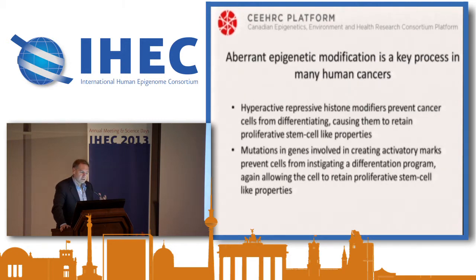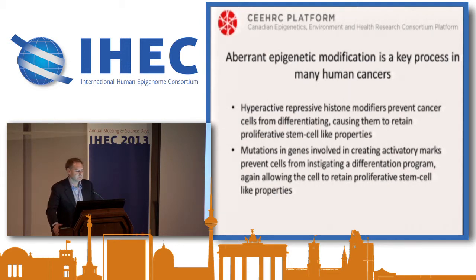So aberrant epigenetic modification is a key feature in a large number of human cancers, and that's been known for a while, but I think we're appreciating the number more precisely nowadays, and the actual genes that are involved in particular cancers. In the cancer that I'll be talking about, we're using lymphoma as a model, and we've been working on that for a number of years.